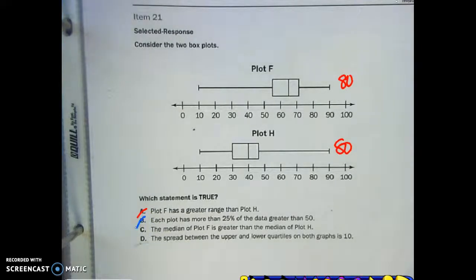For C, the median of plot F is greater than the median of plot H. The median is the line in the middle. That's right there at about 65. The median for plot H is 40. That is true.